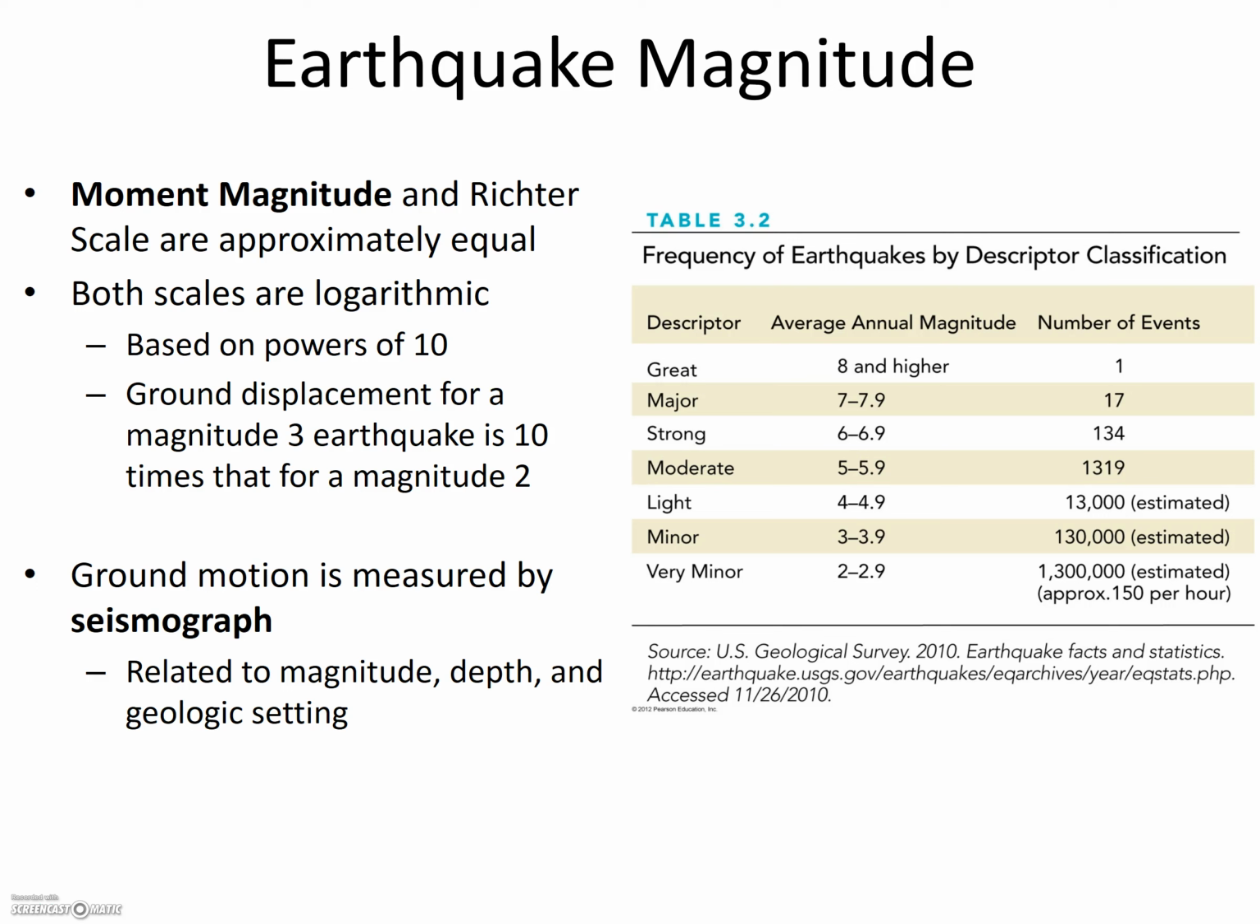Ground motion is measured by seismograph, and the motion is related to magnitude, depth, and geologic setting. This table shows that larger earthquakes are less frequent than smaller earthquakes. Remember, magnitude is inversely related to the frequency from Chapter 1. Approximately 150 very minor earthquakes, moment magnitude less than 3, occur every hour. Compare that with great earthquakes, moment magnitude greater than 8, which occur only about once per year.